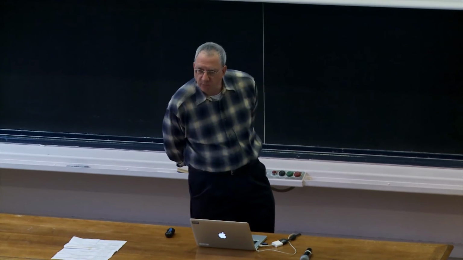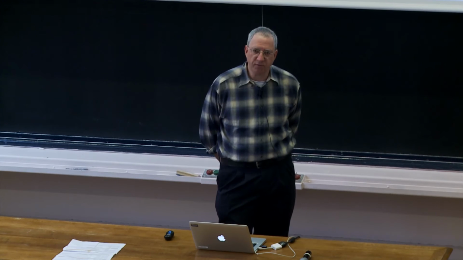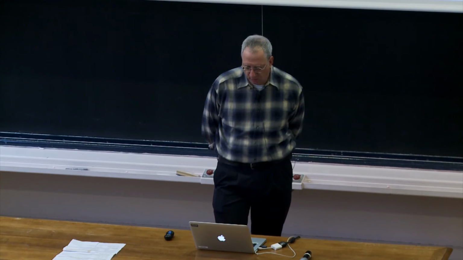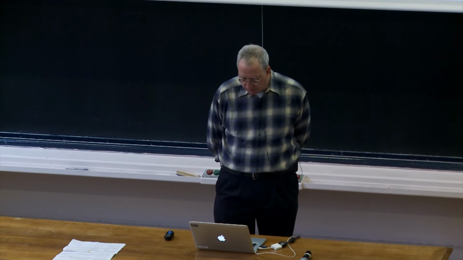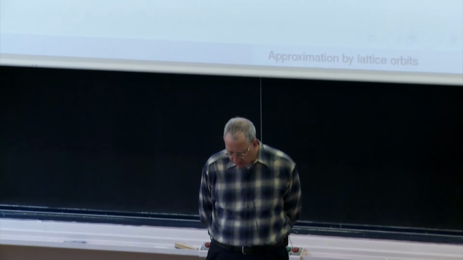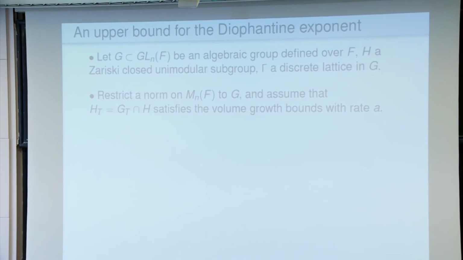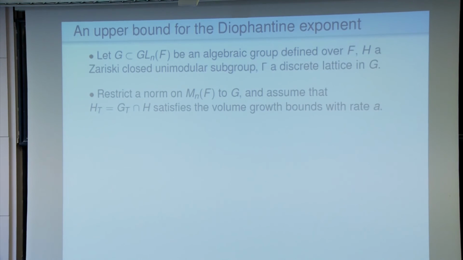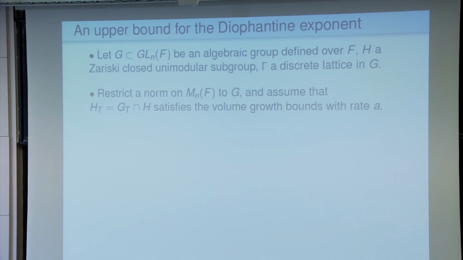Okay, so now we're ready. We have all the ingredients to state an upper bound for the Diophantine exponent. So let G, in GL_N, be an algebraic group defined over F, and H a Zariski closed unimodular subgroup, and Γ a discrete lattice in G. And we restrict a norm on M_N(F) to G and assume that H_T, so these are the norm balls restricted to H, satisfies the volume growth bound with rate A.